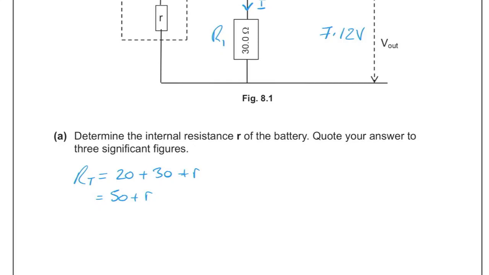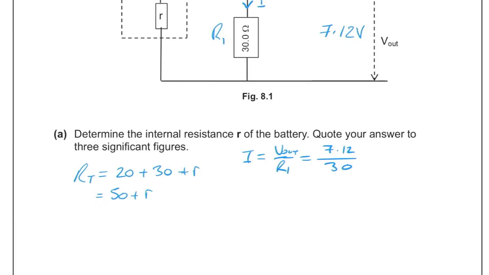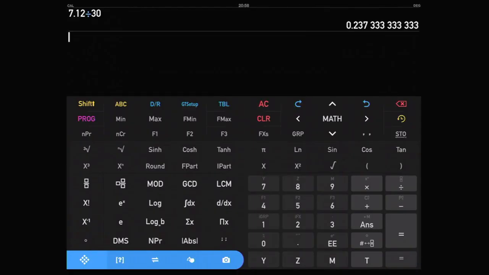So I is V over R for the 30 ohm resistor. And that's going to be 7.12 over 30. And that's 0.237 of an amp.